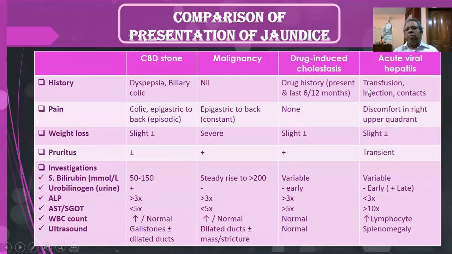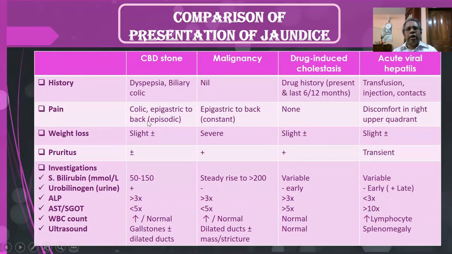Or if the patient has had a transfusion, or an injection, or contact, these are about viral hepatitis, maybe from the history. You take the history, there may be possibilities from the history, and you can emphasize that, investigate, and subsequently confirm your diagnosis. So what about the pain?